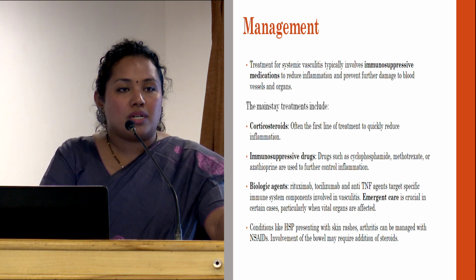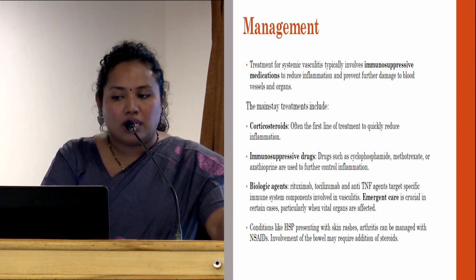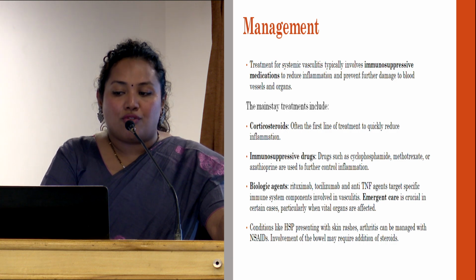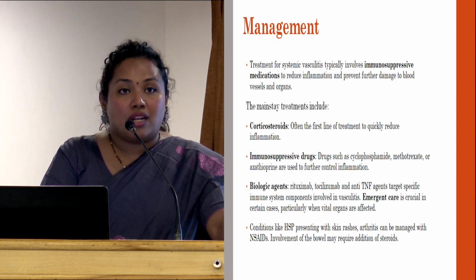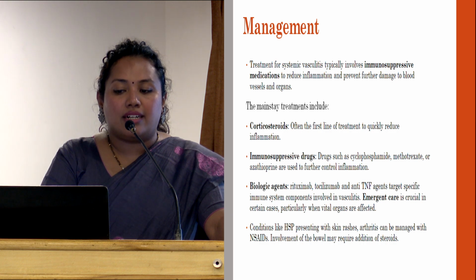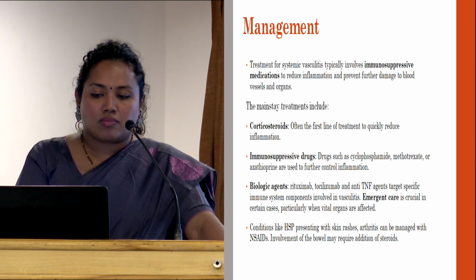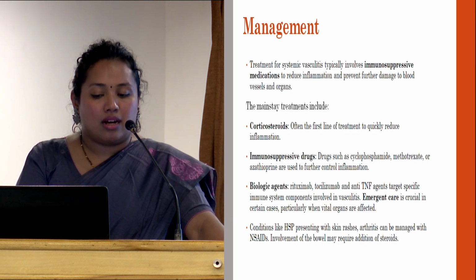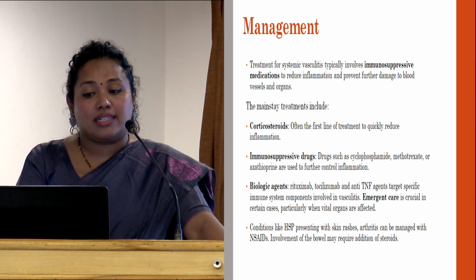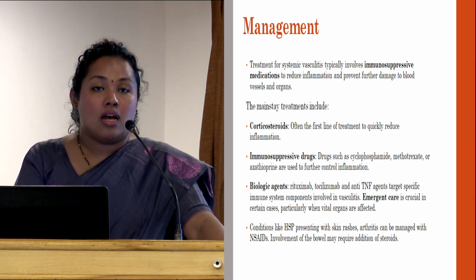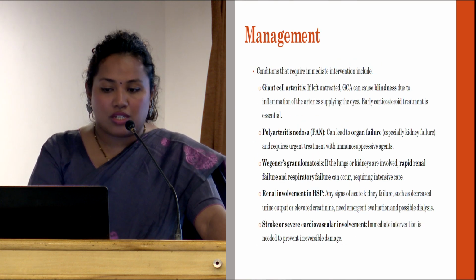So mainstay of treatment is always corticosteroids to bring down the inflammation quickly, but we overlap it with immunosuppressive drugs like cyclophosphamide, methotrexate, azathioprine. Biological agents are being used like rituximab, tocilizumab and anti-TNF agents. They are more specific and target specific, and so we can use them once we identify the proper mechanism behind the vasculitis. Conditions like Henoch-Schönlein purpura, presenting only with skin rashes and arthritis, can be managed with supportive therapy and NSAIDs. Involvement of the bowel may require addition of steroids.